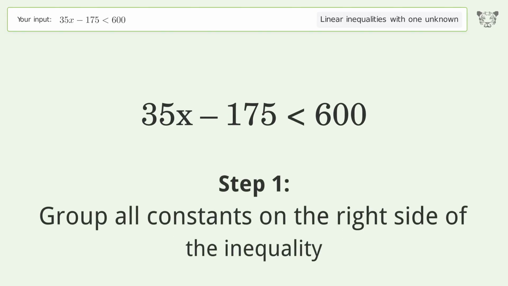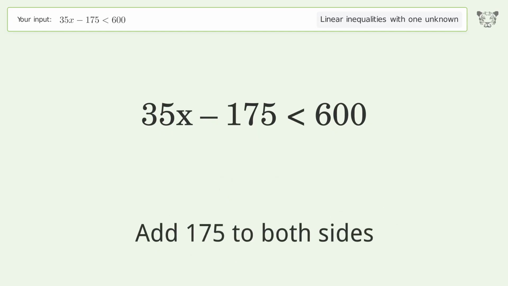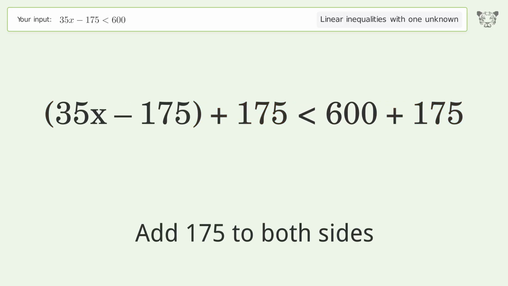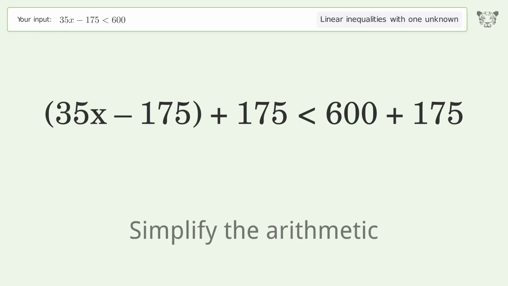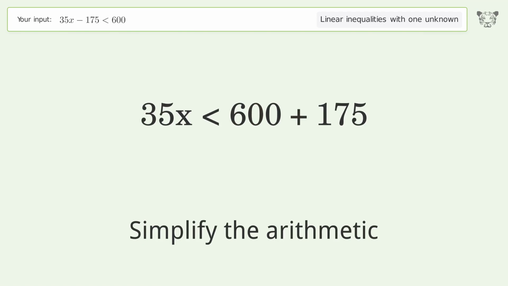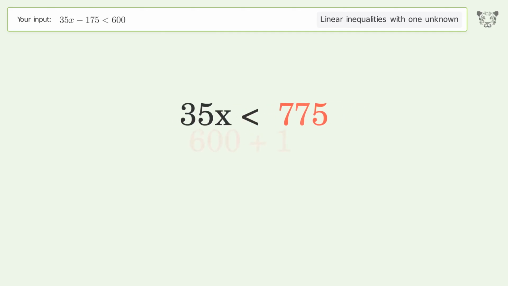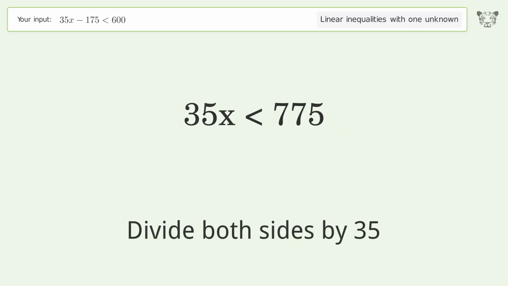Group all constants on the right side of the inequality. Add 175 to both sides. Simplify the arithmetic. Isolate the x. Divide both sides by 35.